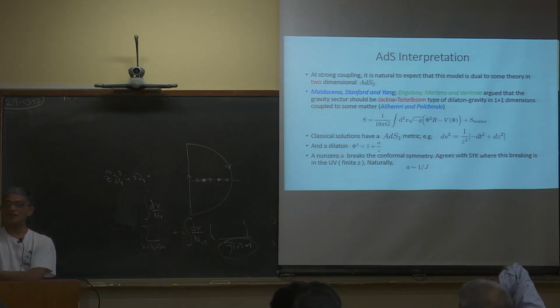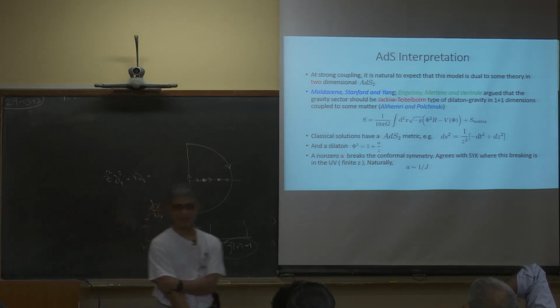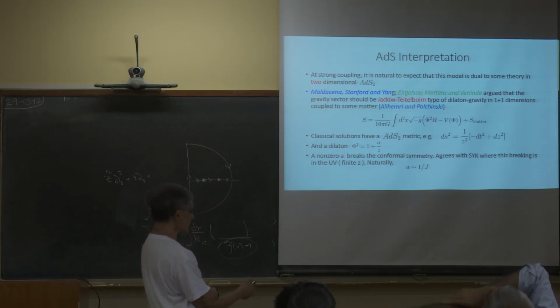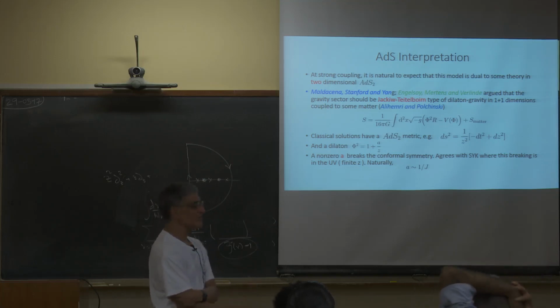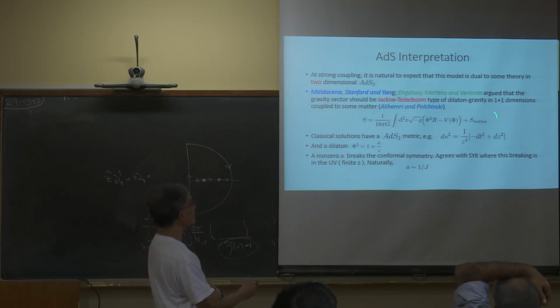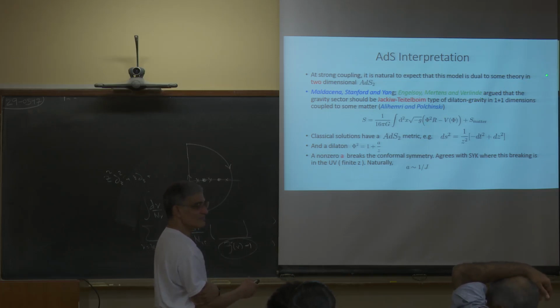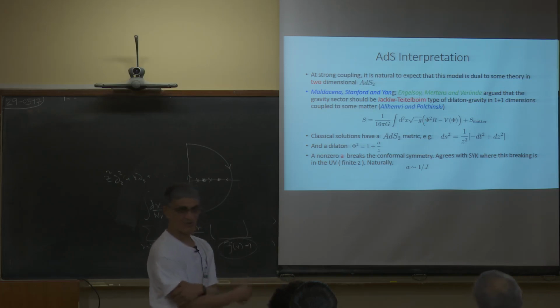At strong coupling, it is natural to expect that this model is dual to some theory in two-dimensional ADS space, which is ADS2. And there have been various proposals about what this theory is. The gravity sector, it has been proposed it's some version of Jackiw-Teitelboim theory, which has a metric and a dilaton, and there is some junk matter which nobody knows. Okay. I thought the junk matter was your whole tower. It is a whole tower, but what is the action? I think nobody knows. So we are going to make a proposal for that.